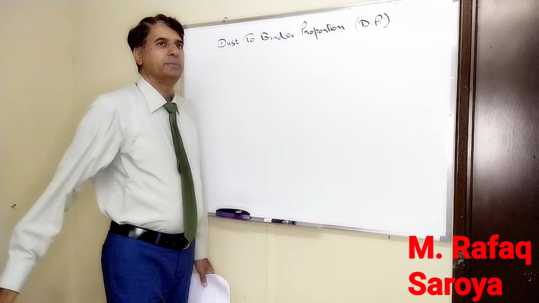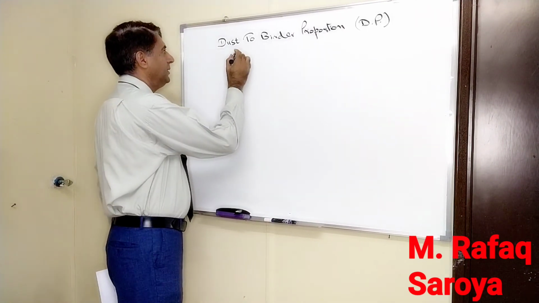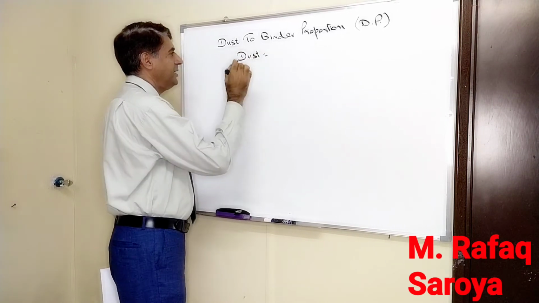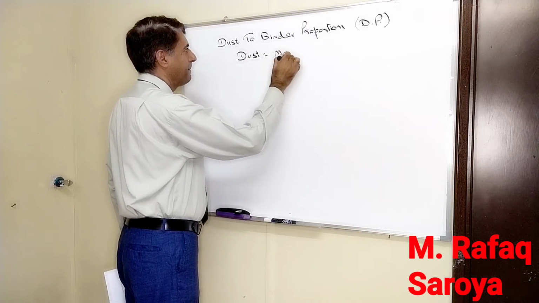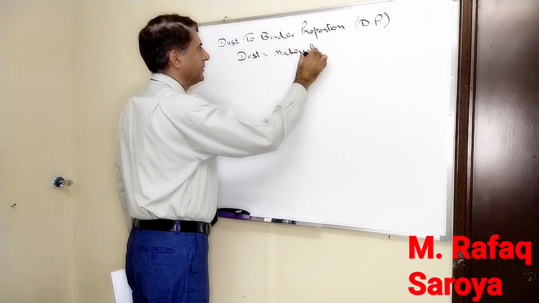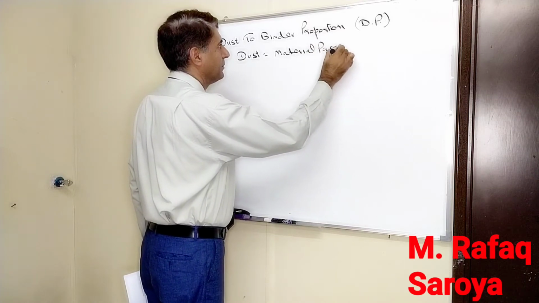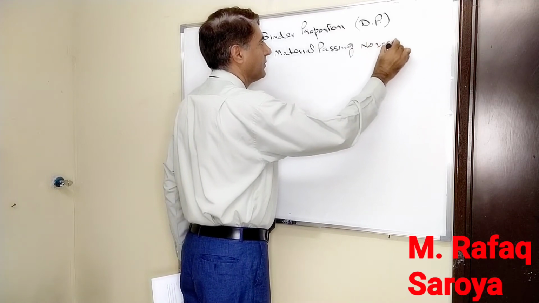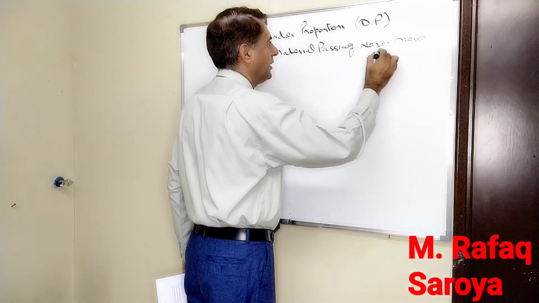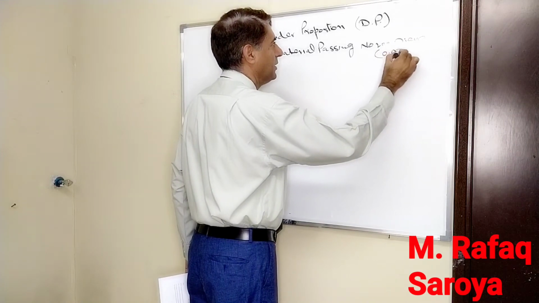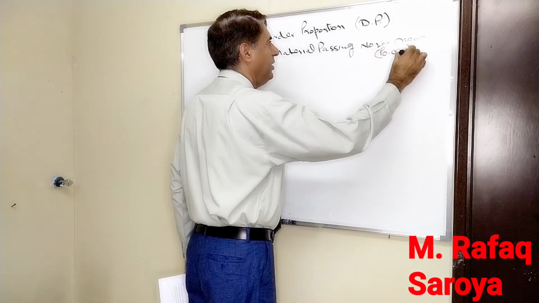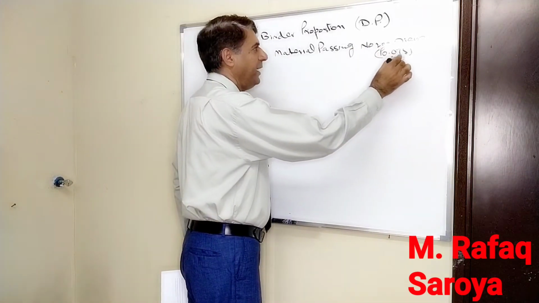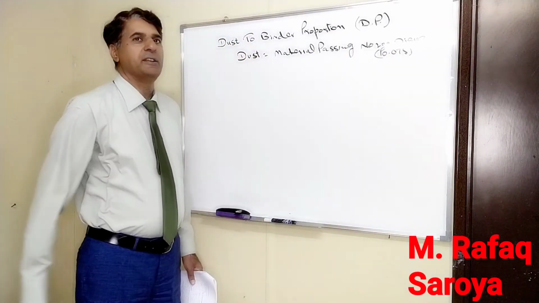Dust to binder proportion. First of all, we have to understand what is the dust. Just simple material passing number 200 sieve. It can also be written as 0.075 P. P means passing. Such material which is passing through the 75 micron sieve is known as the dust.